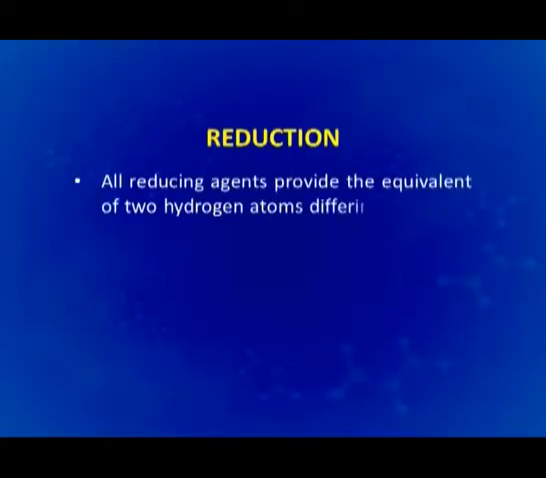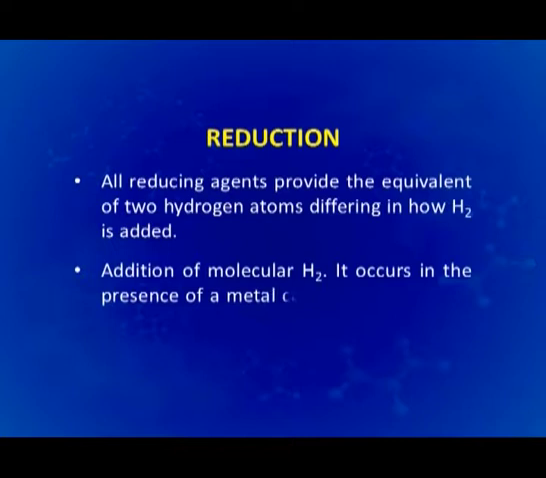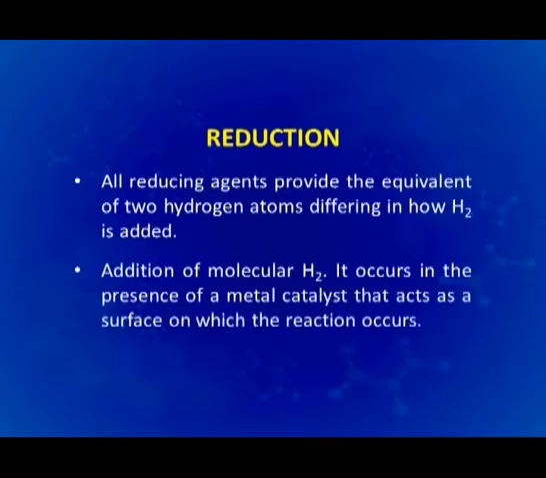The next method is reduction. So, here I would like to explain the reducing process. There are 3 ways to add hydrogen. All reducing agents provide the equivalent of 2 hydrogen atoms, differing in how the hydrogen is added. This is the first way, the addition of molecular hydrogen. It occurs in the presence of a metal catalyst that acts as a surface on which the reaction occurs. Here, examples are hydrogen in the presence of nickel catalyst or hydrogen in the presence of palladium catalyst.